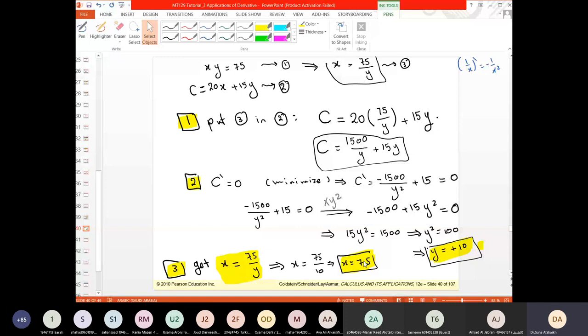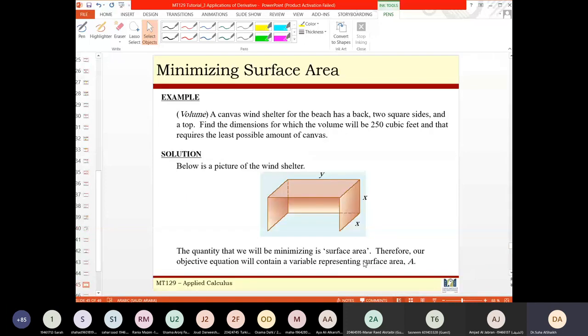Now the last example, it's a volume problem. And again, we talk about how to find the volume. Remember when we talk about the volume? We said whenever we talk about the volume, we are talking about 3 dimensions. We have x, we have y, and we have the height, which is z. And the volume is equal to x times y times z.